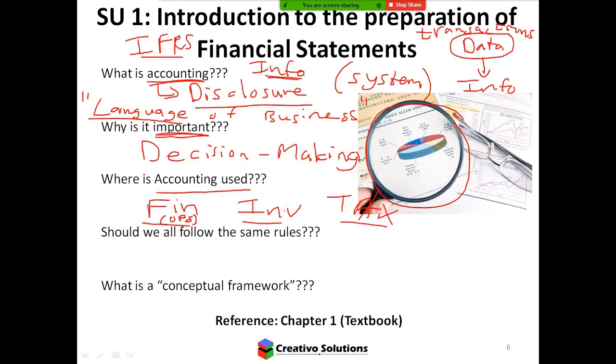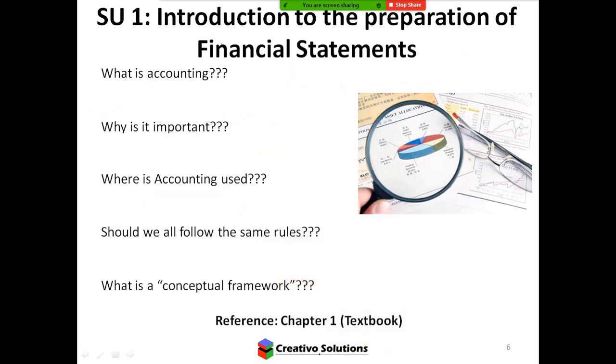You'll just use more of your knowledge of information and creating it and disclosing it. The disclosure bit was the biggest point that we needed to write there. So what is accounting? Disclosure of information, or the language of business. Why is it important? Decision making.